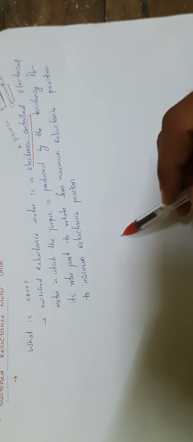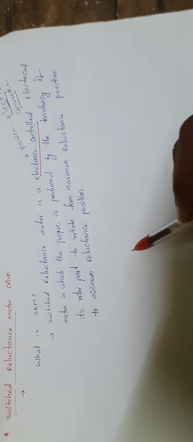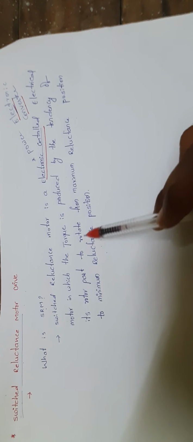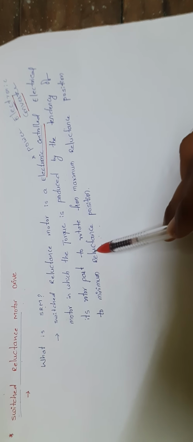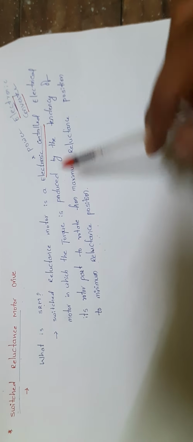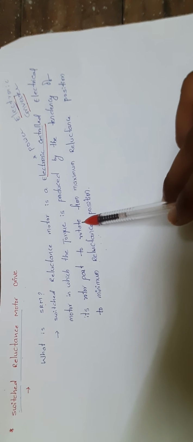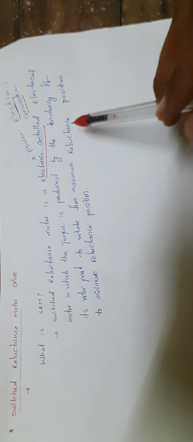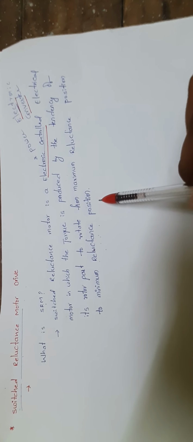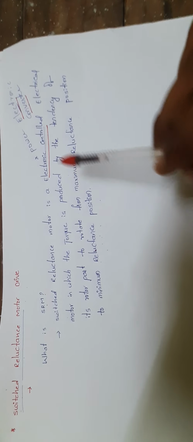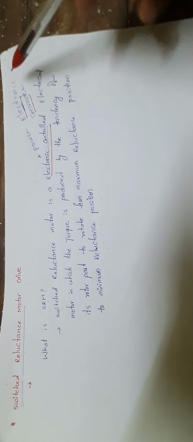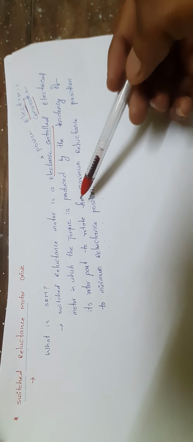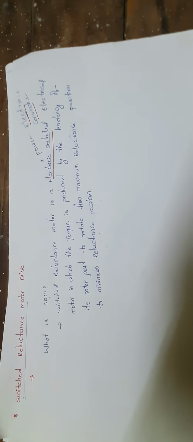A switched reluctance motor is an electronically controlled electrical motor in which the torque is produced by the tendency of its rotor part to rotate from the maximum reluctance position to the minimum reluctance position. Electronically controlled means it uses a power electronic converter, with the help of which torque is produced in switched reluctance motors.